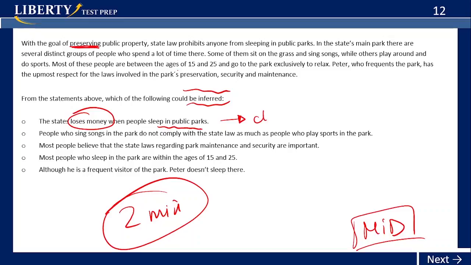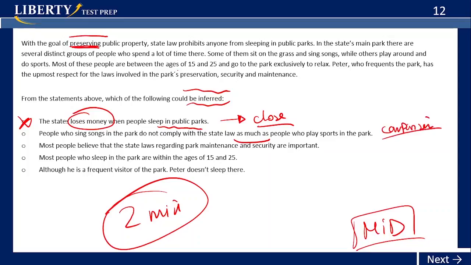Okay, this one's close, but not quite, because it requires a little assumption. It requires that this preservation is only for physical things. They're trying to preserve the fountains, the grass, the things that cost money, but they might be trying to preserve the image, or other things that don't have a monetary value. So that one's close, but not quite. That's not the answer. Number two, people who sing songs in the park do not comply with the state law as much as people who play sports. Okay, you have "as much as", so you have a comparison here.